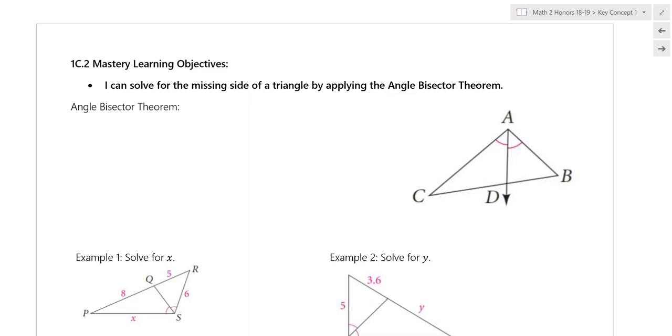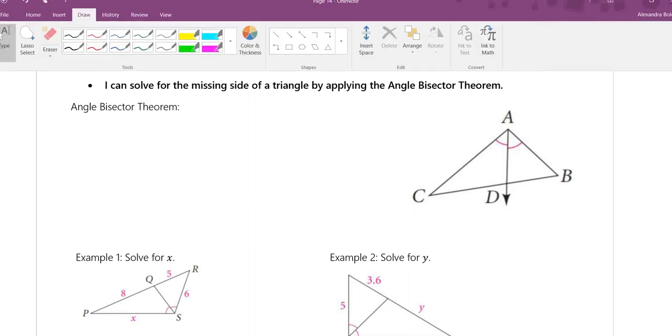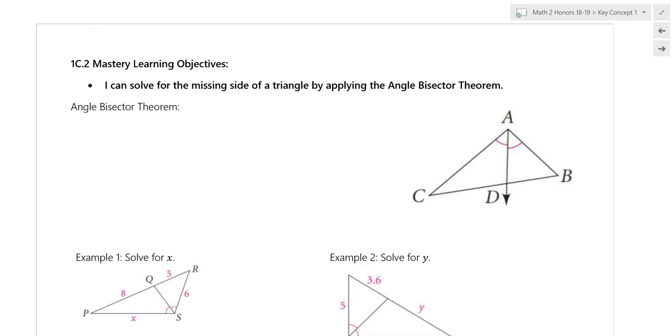Alright guys, today we are looking at 1C.2. Our master learning objective is I can solve the missing side of a triangle by applying the angle bisector theorem. So this is another way to solve for the missing side of a triangle.